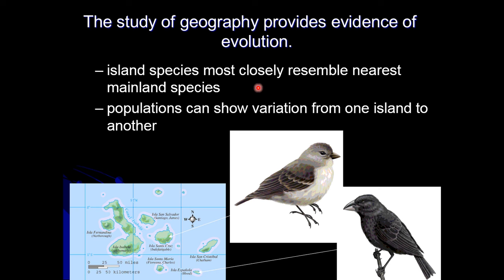Second is geography. And geography provides evidence of evolution because island species very closely resemble the nearest mainland species, but also they show variation from island to island based on the environment that you see there. So a good example of this is the Galapagos Islands and the finches that live there. They both greatly resemble the South American finches that are close to the mainland species. And then each individual island has different species of finches, which all are very similar in body shape and food source, but they have differences in things like beak size based on the types of seeds that are available to them.